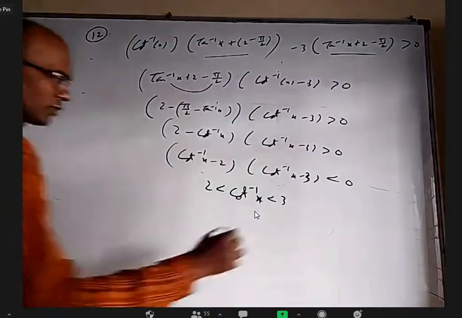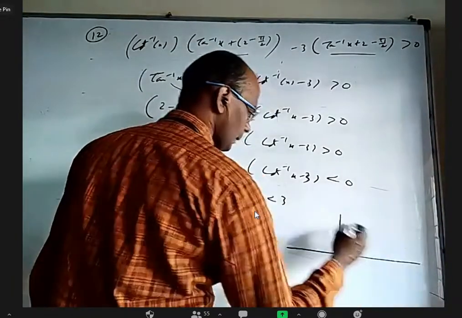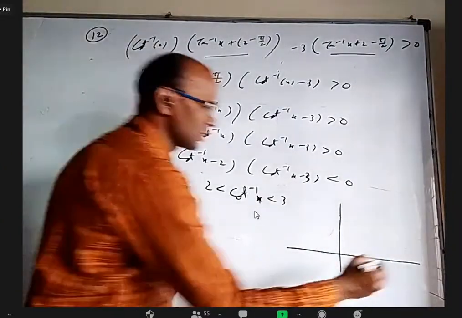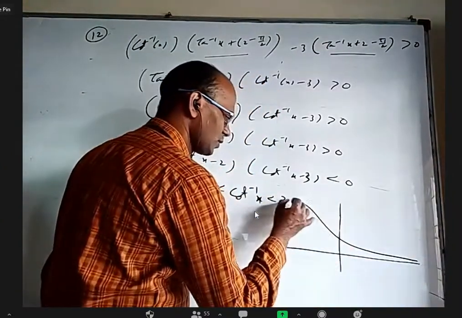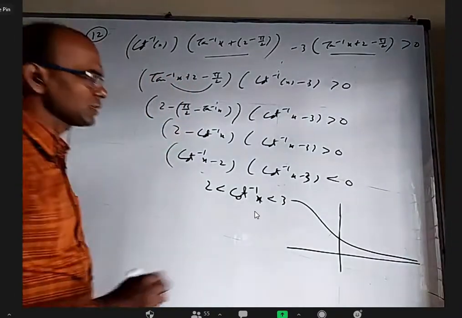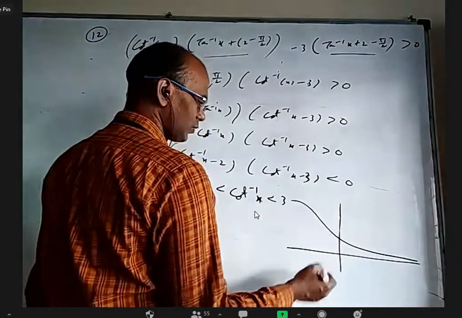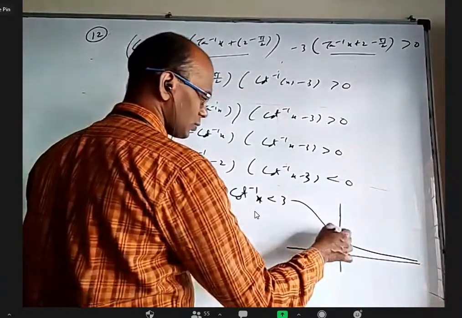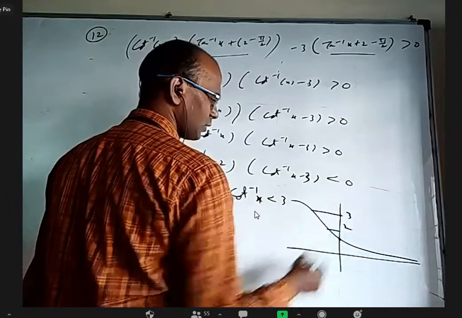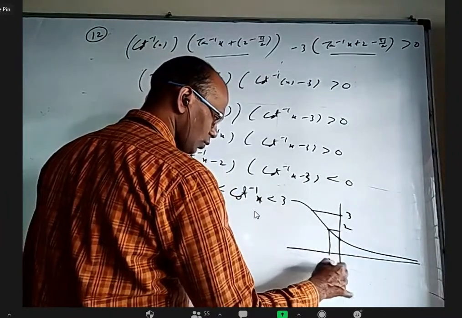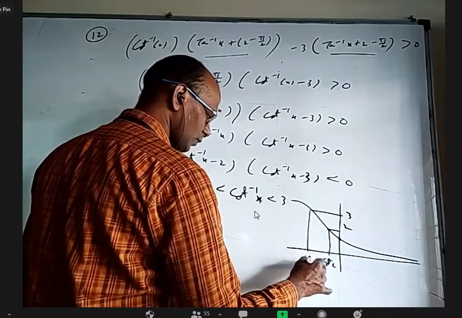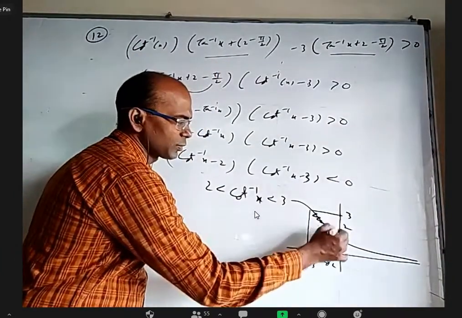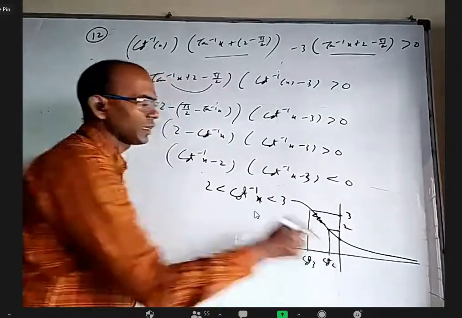The reason is, if you remember the cot inverse x graph, it is for all real numbers and it is a decreasing function. It looks like this. When is cot inverse between 2 and 3? That's what we wanted to know. Here cot inverse means pi by 2. This is 2 here and this is 3 somewhere here. This will be cot 2 actually, and this will be cot 3. So if you want cot inverse x between 2 and 3, x should be between cot 3 and cot 2.